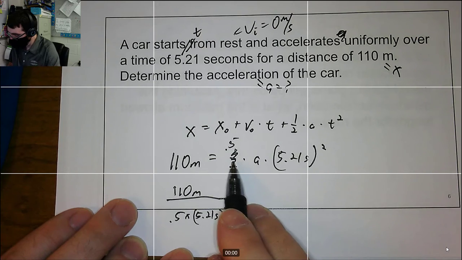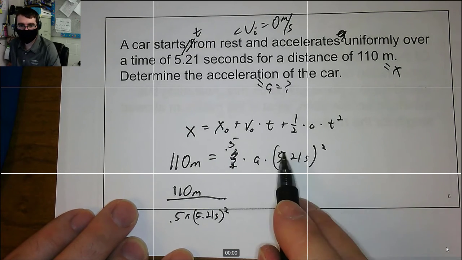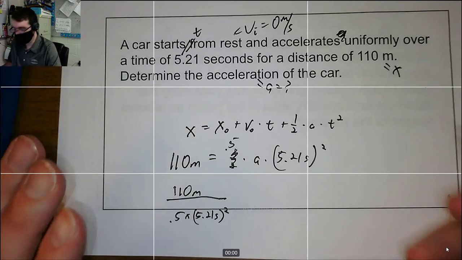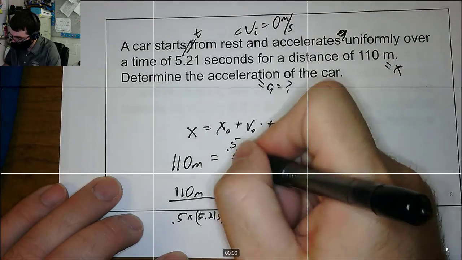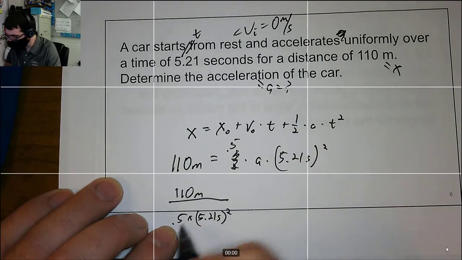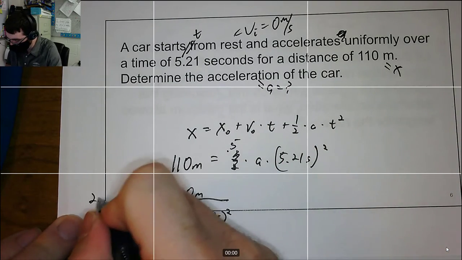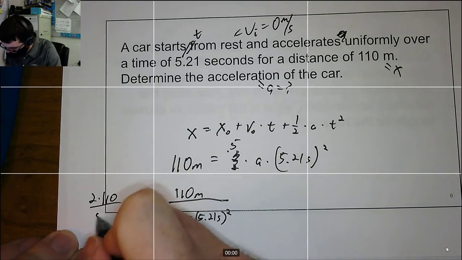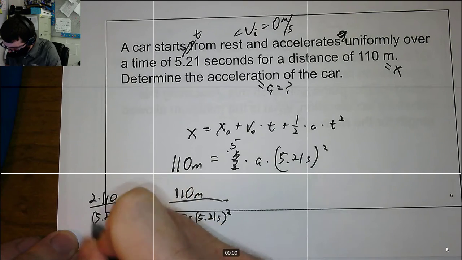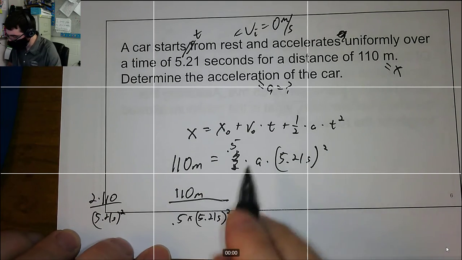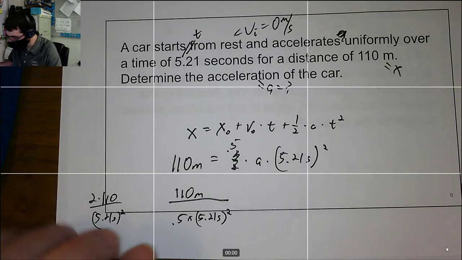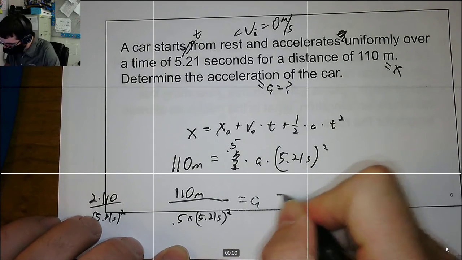If you would rather do the 0.5 multiplied by the square of that first and then do the division, of course that's totally okay. The other thing is the 1/2 there. Instead of doing this, I could have taken that, and to get rid of it I could have flipped it, and I could have done 2 times 110 in the numerator divided by the 5.21 seconds squared. And like I said, if you wanted to combine these first and then do the division, of course that's okay.